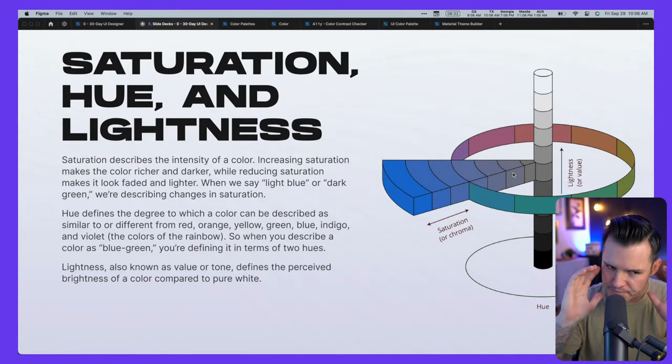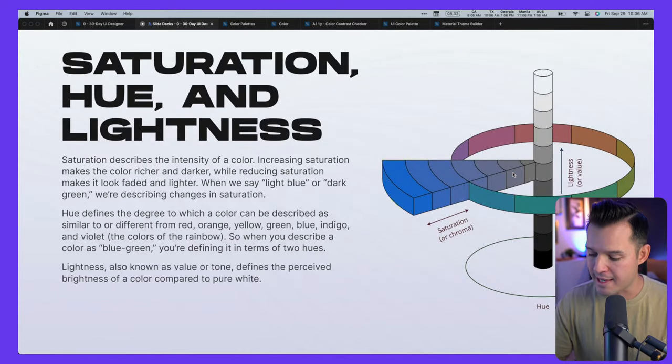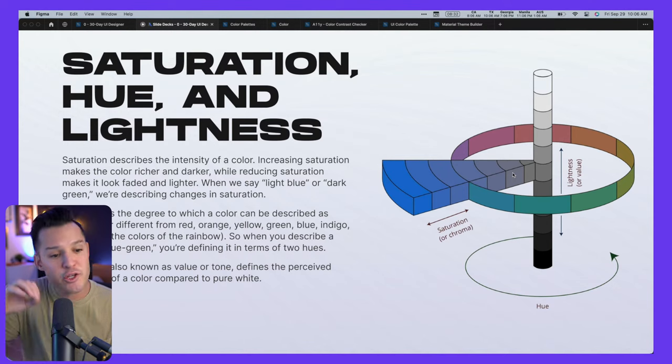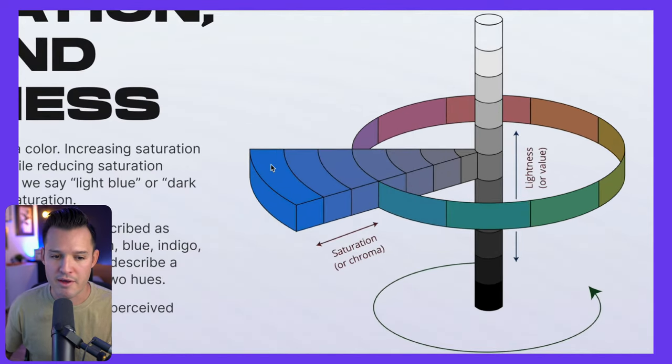Let's talk about saturation, hue, and lightness. And this diagram really, really helps me understand. I think it'll help you as well. Saturation is the thing that describes the intensity of color. So you can see here we have our blue. And as we desaturate it, what is it drifting closer towards? Towards gray. As we saturate, it's drifting away from gray.